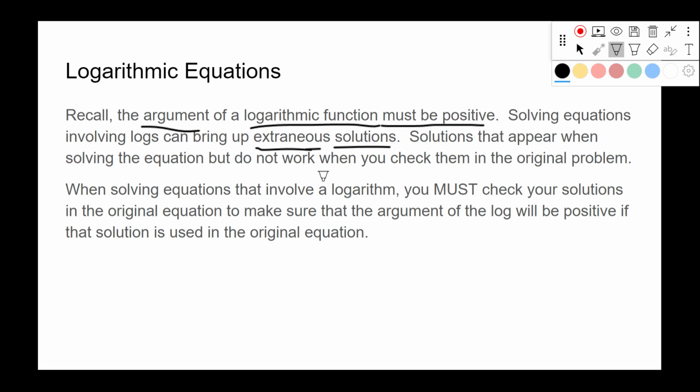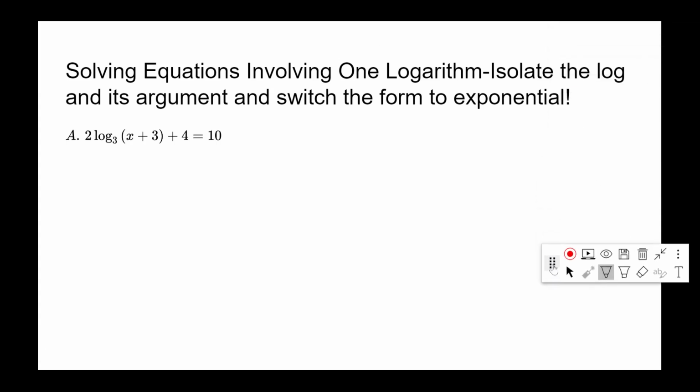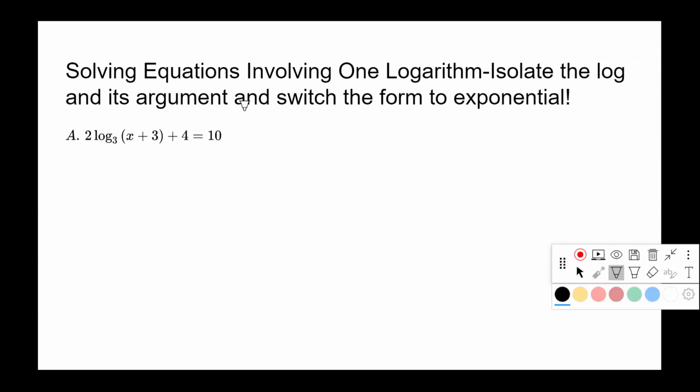We're going to see that. So we're going to have to check each time. For log equations, not only do you have to solve, you actually have to check, because some of the answers could be extraneous. We're going to solve two types of log equations here. The first type is equations that involve one logarithm. We're going to isolate the log and its argument, and then switch to exponential form, because we can't do anything with it in log form. But if we switch to exponential, we'll be able to work with it. But we have to isolate the log first.